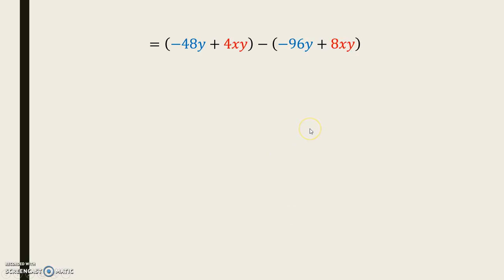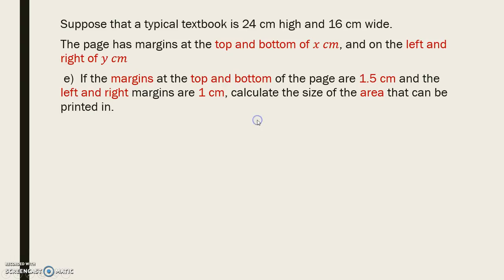I've color-coded to make it easy to see. So negative 48 take negative 96 is positive 48. 4 take 8 is negative 4. So there's our expression, which is what we are asked to show.